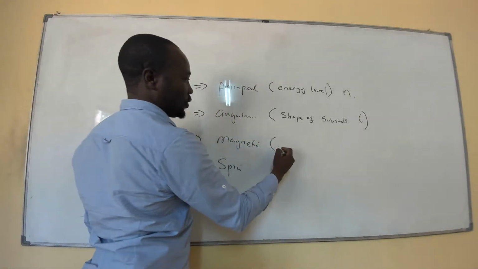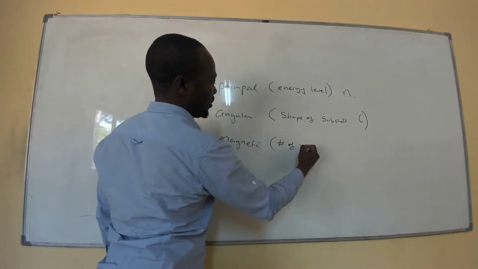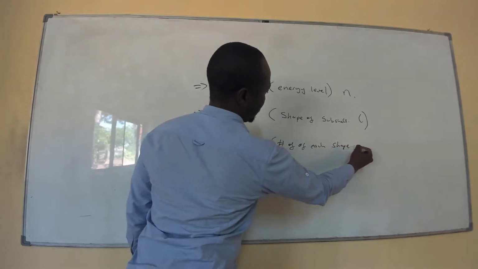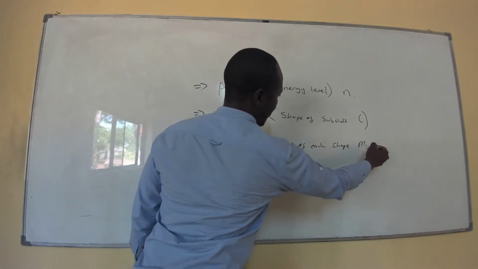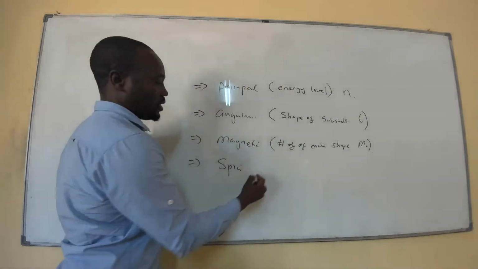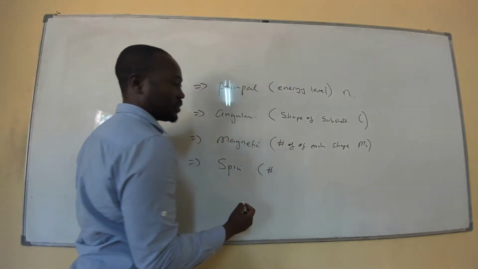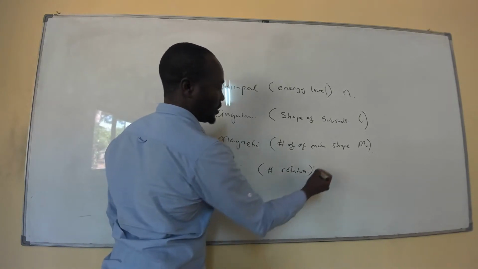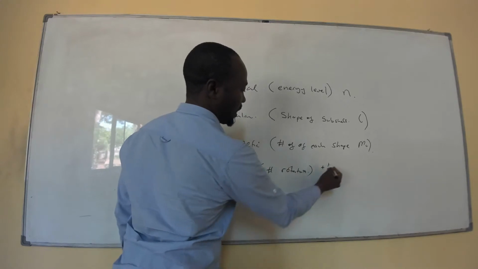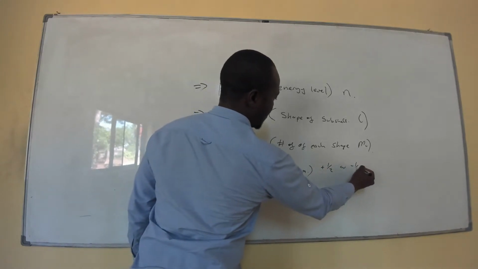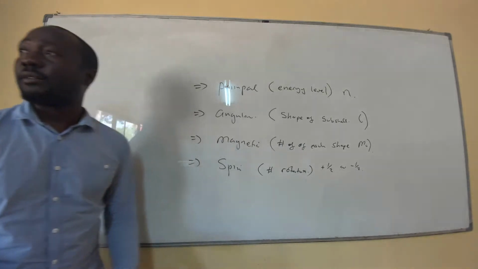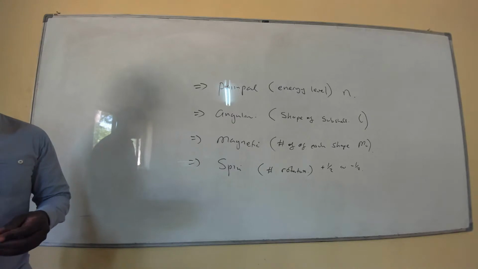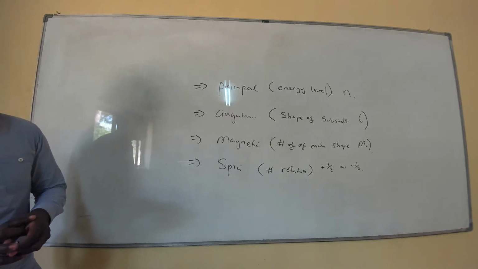Then the magnetic tells you how many of each shape, and it's abbreviated by ML. Then you have a spin. A spin just tells you about rotation, meaning one is rotating clockwise, indicated as plus half, and the other one anti-clockwise, indicated as minus half. So you have four quantum numbers. Now, how are these quantum numbers related to one another?